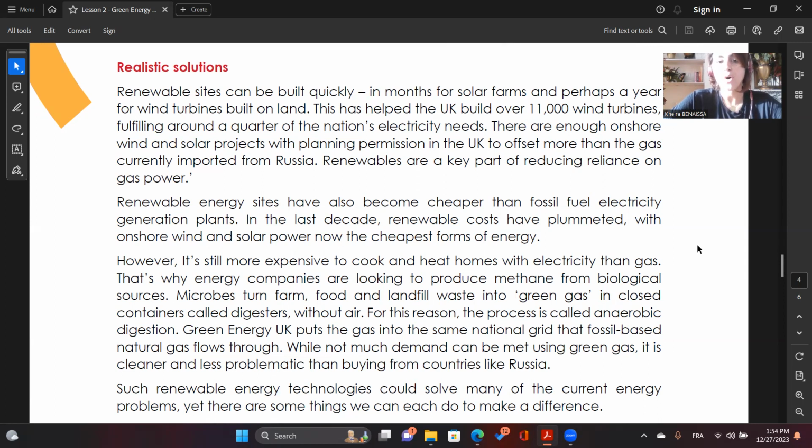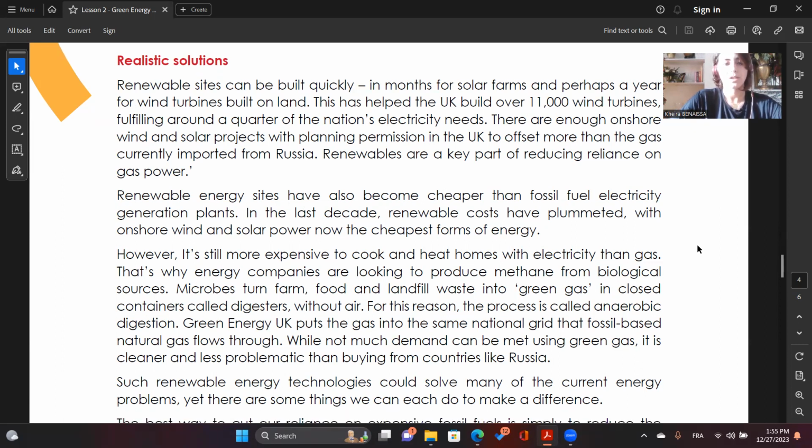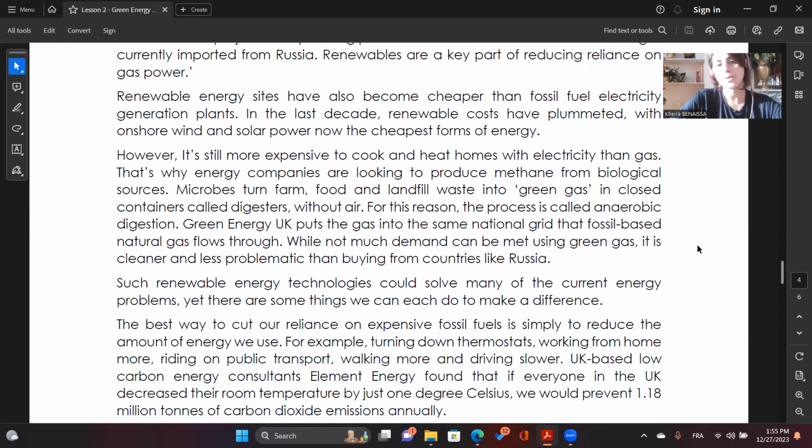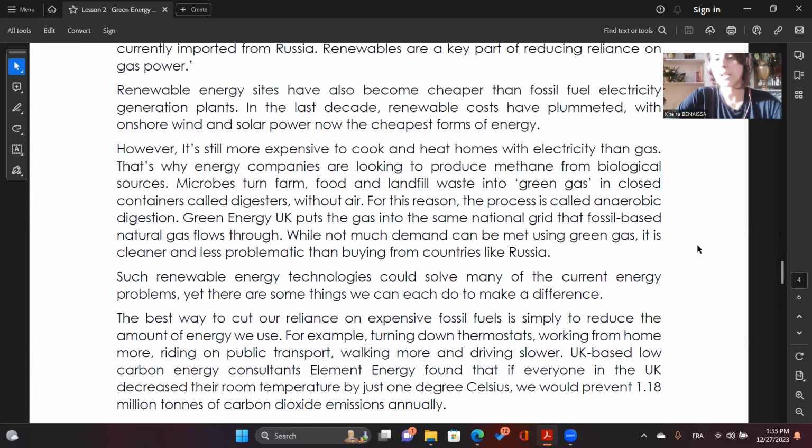There are enough onshore wind and solar projects with planning permission in the UK to offset more than the gas currently imported from Russia. Renewables are a key part of reducing reliance on gas power. Renewable energy sites have also become cheaper than fossil fuel electricity generation plants. In the last decade, renewable costs have plummeted, with onshore wind and solar power now the cheapest forms of energy.